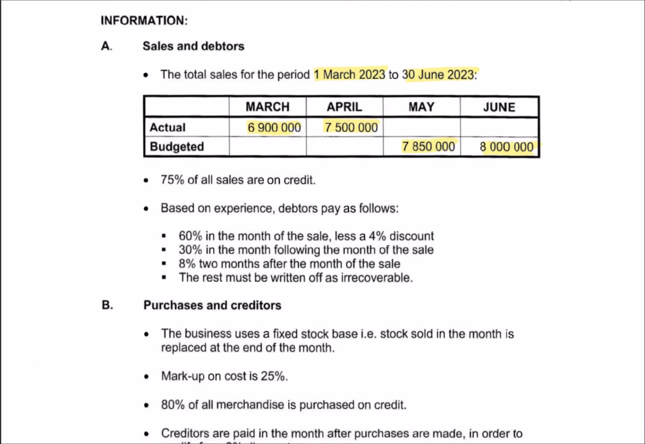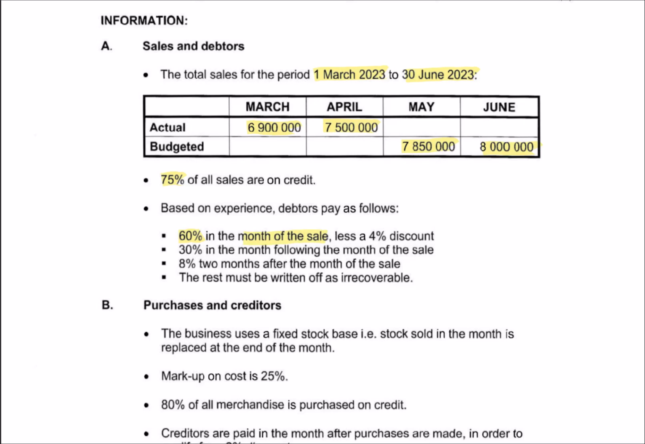75% of all sales are on credit. Right, that's very important. Based on experience, debtors pay as follows. So that's the data payment structure. 60% they pay in the month of the sale. You gotta be careful with terminology.